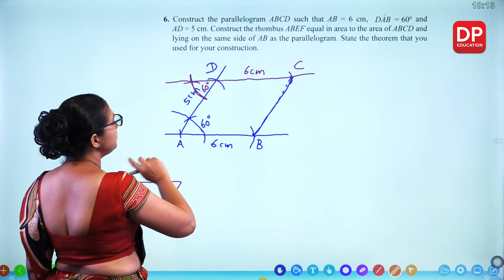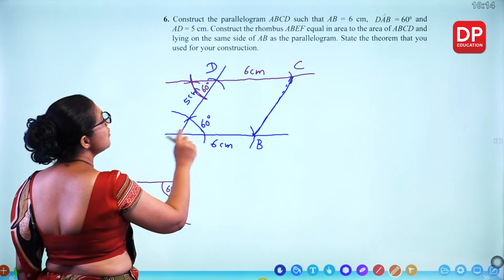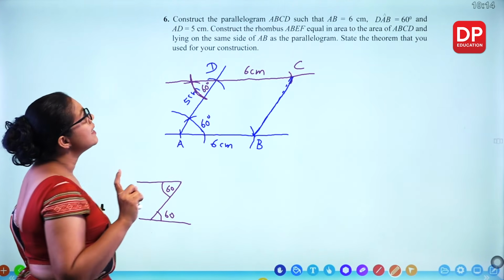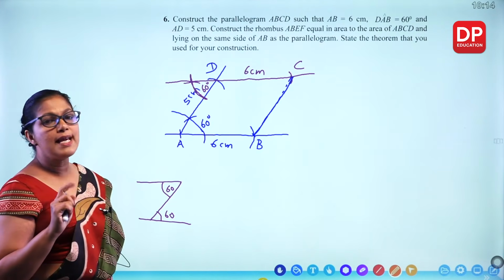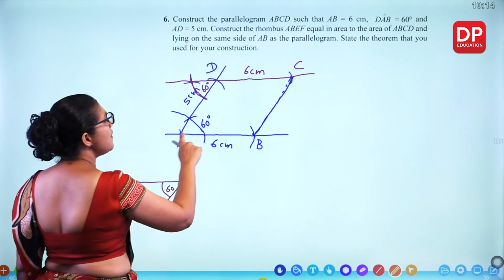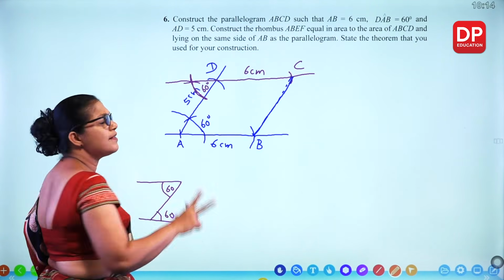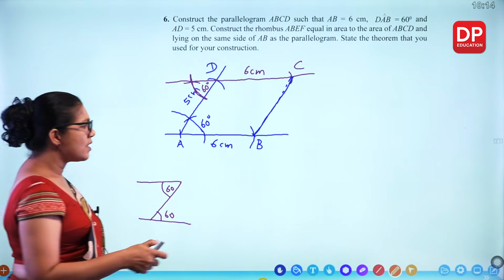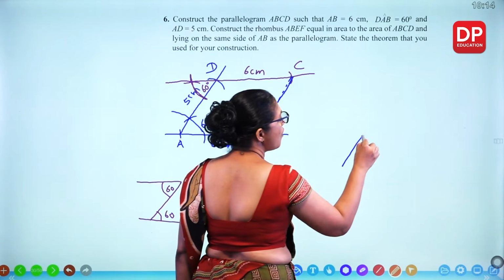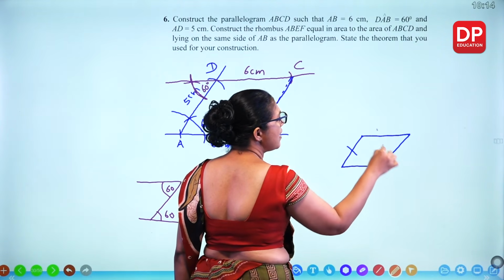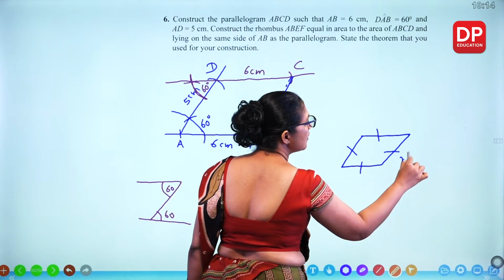According to the theorem, you need to draw the rhombus ABEF. If it's a rhombus, all sides are equal. It's a parallelogram, but all sides are equal.